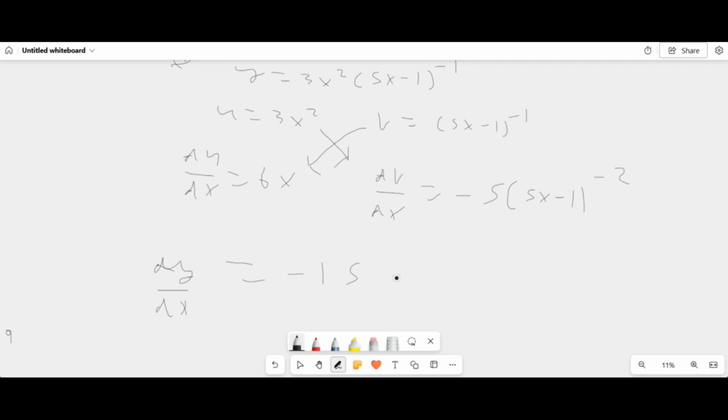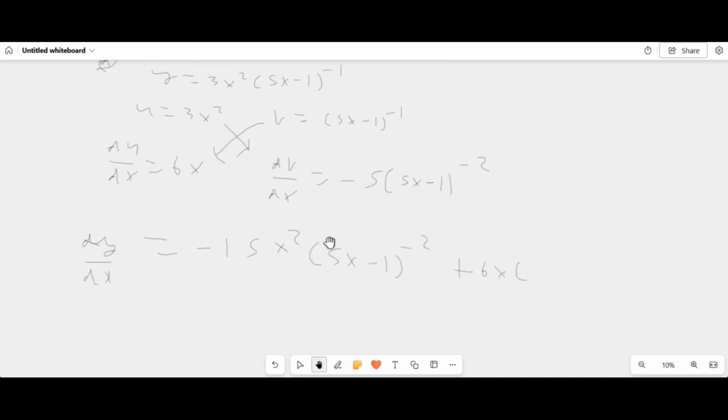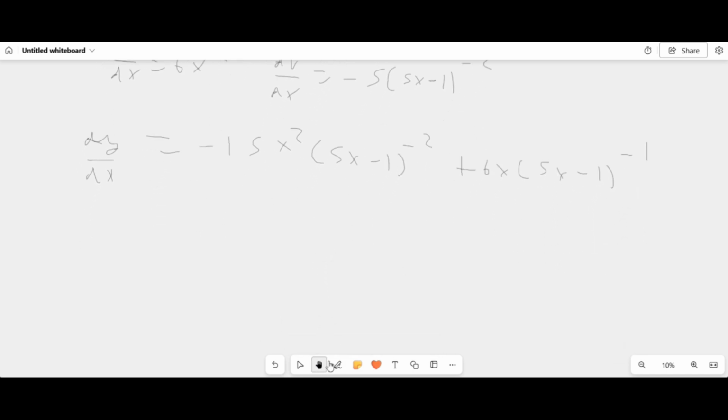So minus 15x squared, 5x minus 1 to the power minus 2, plus v times 6x. So v times du is going to be 6x, open bracket, 5x minus 1 to the power minus 1.